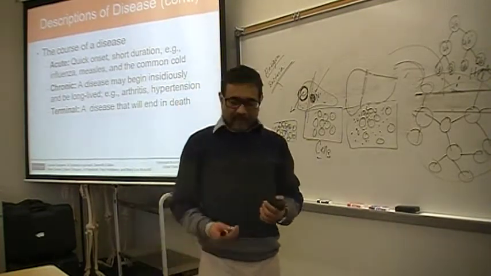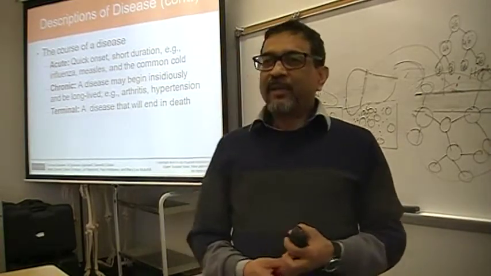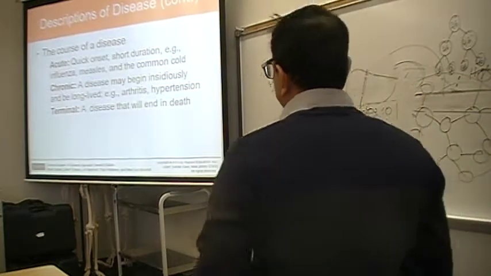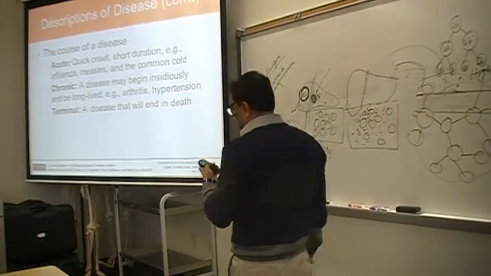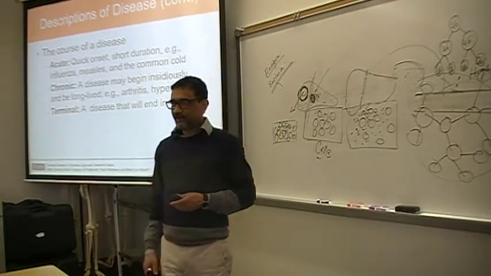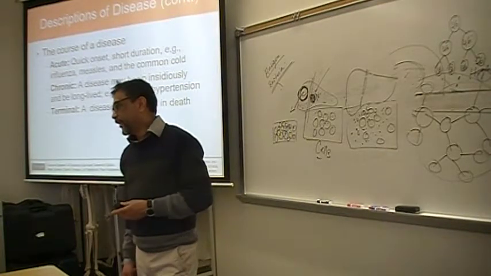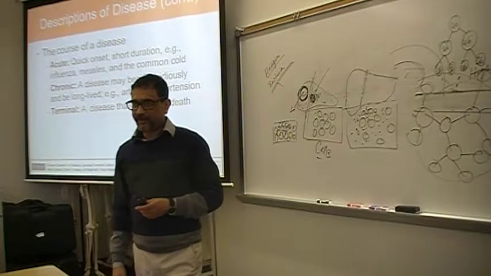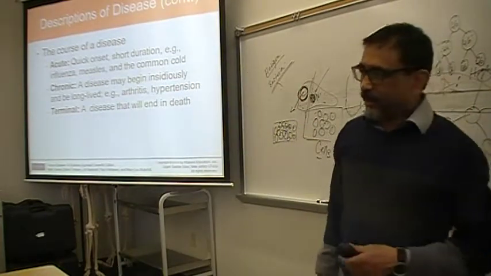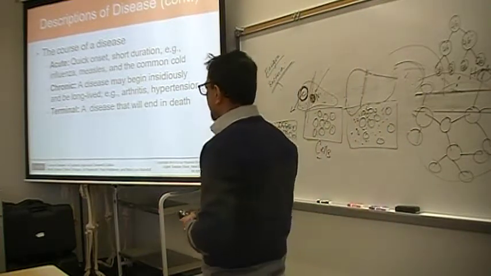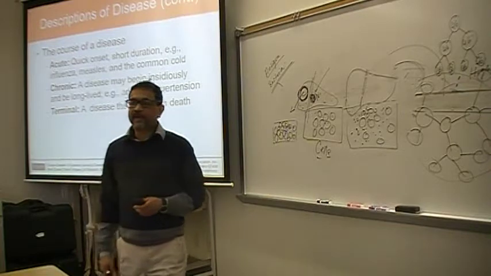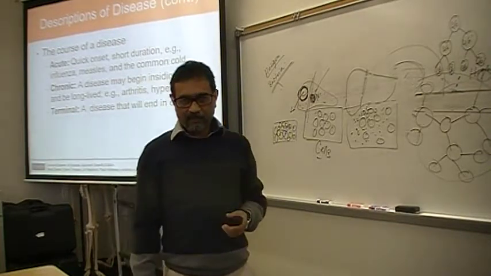Now, the diseases could be acute or chronic. In acute, the onset is quick, duration is short. In those cases, we say acute disease. If it develops slowly and stays for a long time or throughout the life, that would be considered as a chronic disease. Okay?